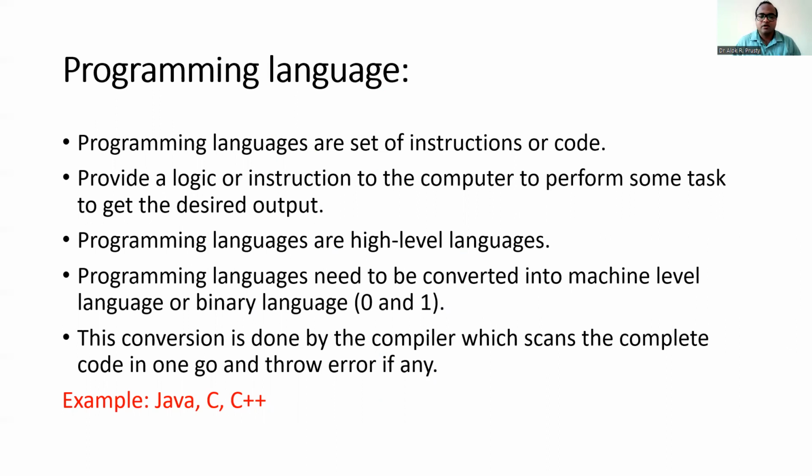This conversion is done by the compiler, which scans the complete code in one go and throws errors if any. It means we have to use a system software called a compiler for converting the total code into the machine level language or lower level language. Hence, a compiler is a must in the case of a programming language. What are some examples of programming languages? Some examples are Java, C, C++, etc.